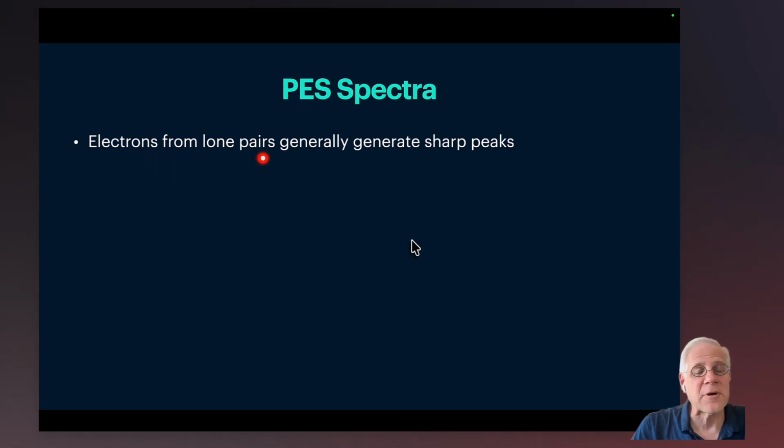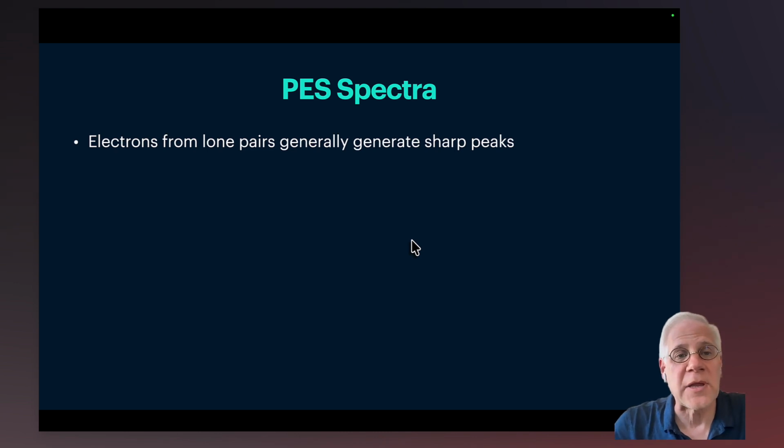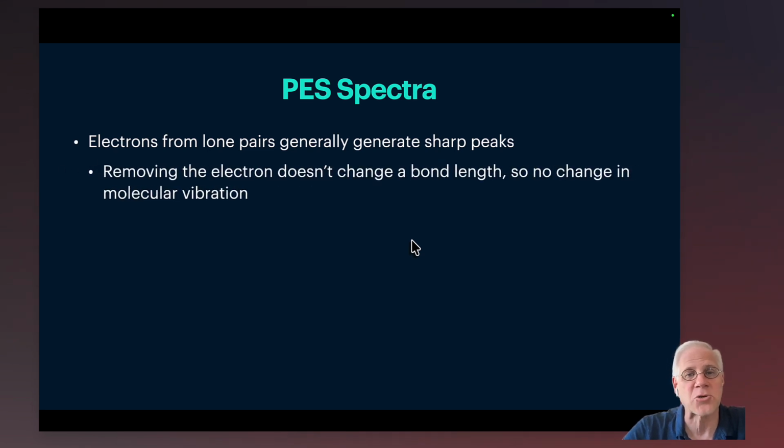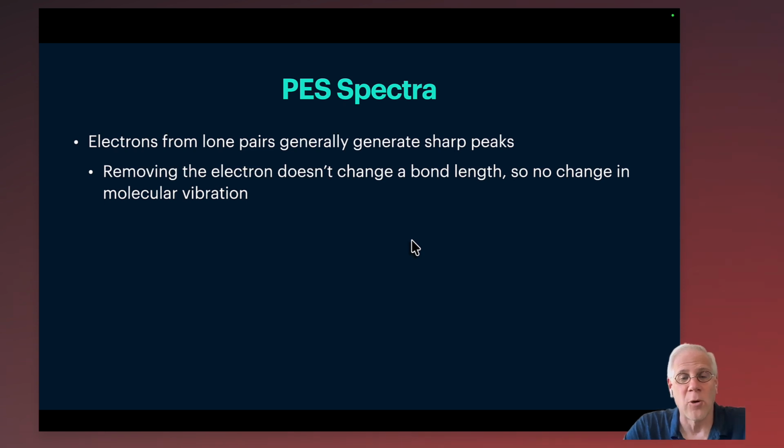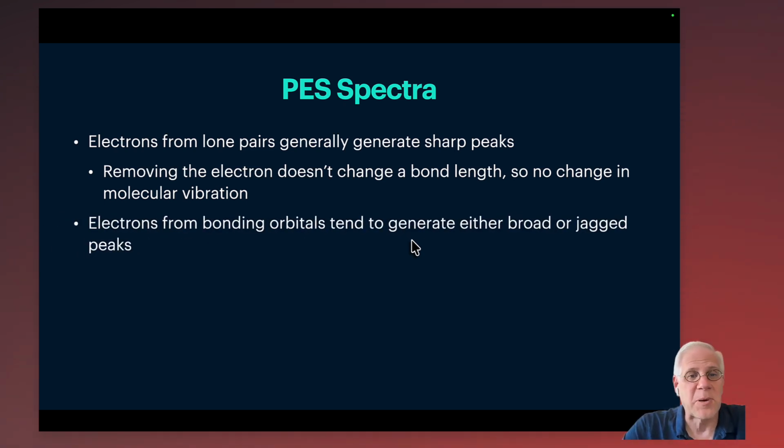If we have electrons from lone pairs, so if it's a molecule that has lone pairs on it, those tend to generate very sharp peaks in the photoelectron spectrum. This is primarily because removing an electron from something that's non-bonding, a lone pair, doesn't change any bond length. So we don't get any change in molecular vibration. The molecule doesn't vibrate from where it was to where it's going, and it creates a much cleaner spectrum.